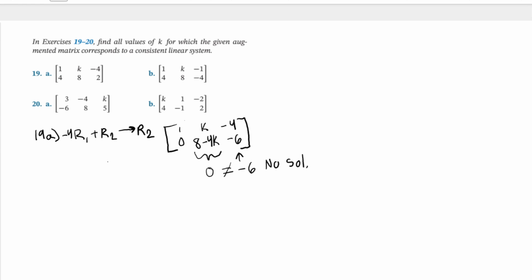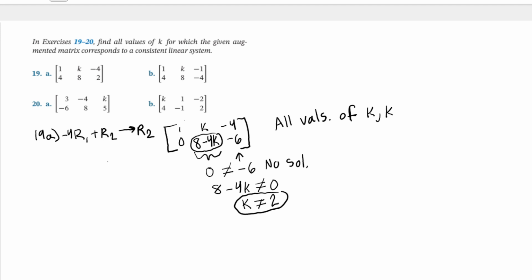So this value here, this 8 minus 4k, cannot equal 0. To solve this, we can say 8 minus 4k cannot equal 0. Alright, and solving for k, that's going to leave us with k cannot equal 2, and that's going to be our solution here. So we can say all values of k cannot equal 2. That's going to be our solution for 19a there. Now moving on, I'll leave 19b for you guys to try on your own.